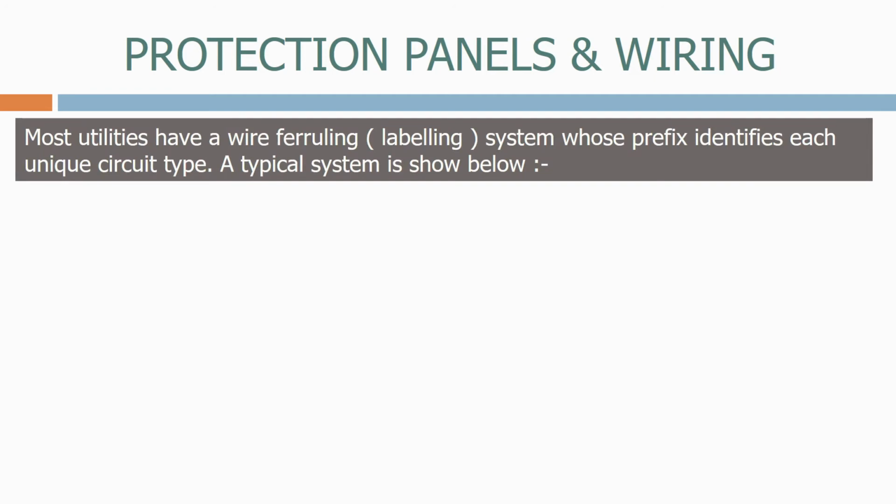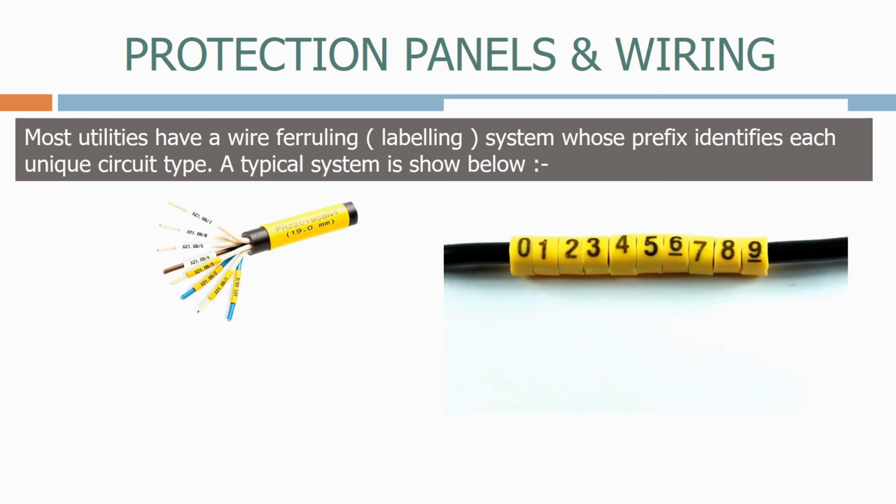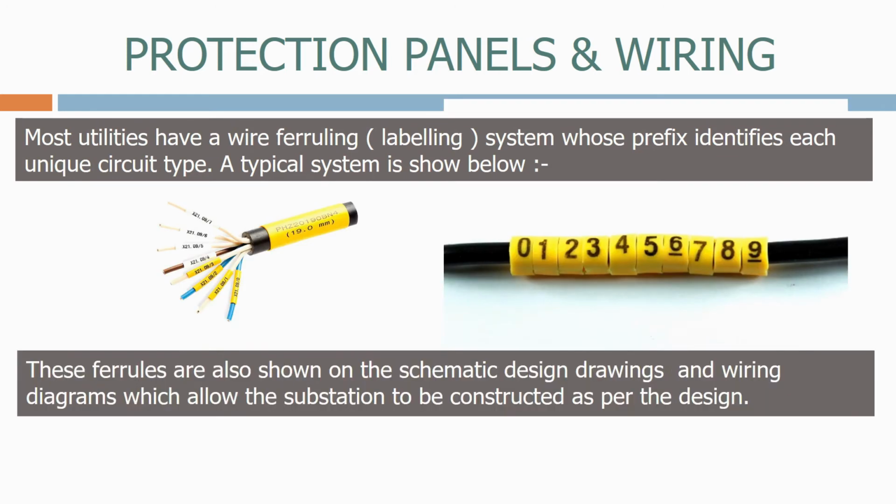Most utilities have a wire ferruling or labeling system whose prefix identifies each unique circuit type. A typical system is shown below. These ferrules are also shown on the schematic design drawings and wiring diagrams, which allow the substation to be constructed as per the design.